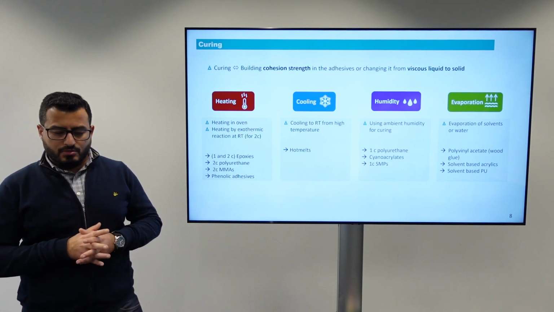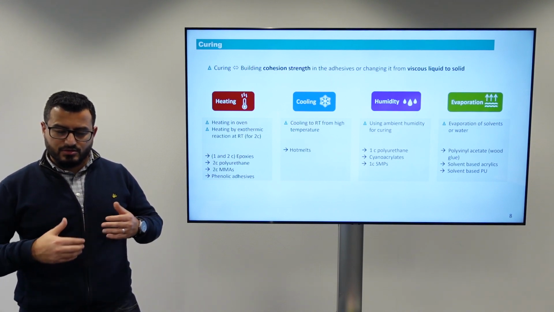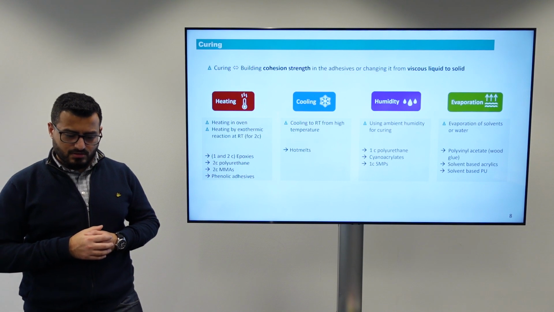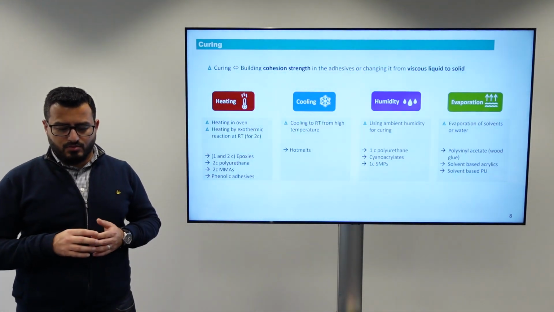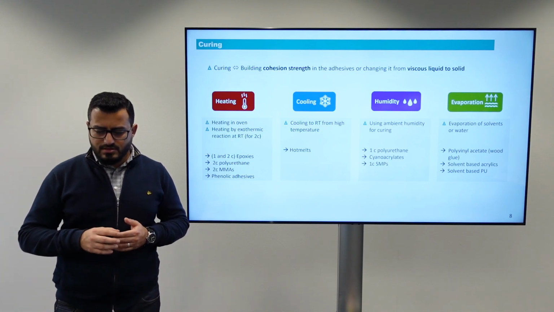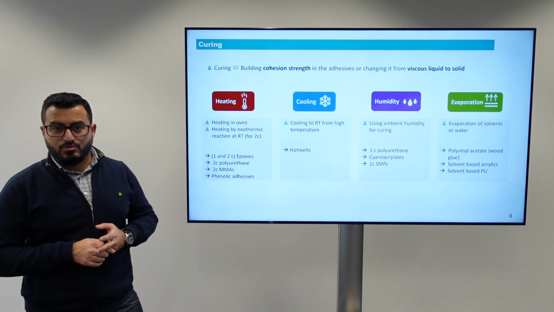Third is curing by humidity, in which the adhesive actually absorbs the humidity from the air and starts a chemical reaction to cause the curing. Examples of these adhesives would be the one-component polyurethane, cyanoacrylates, and also one-component silane-modified polymers.